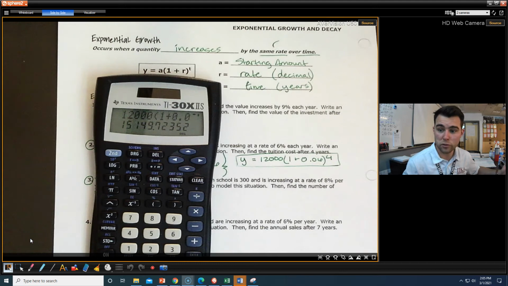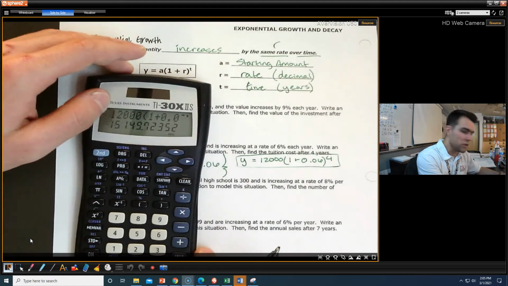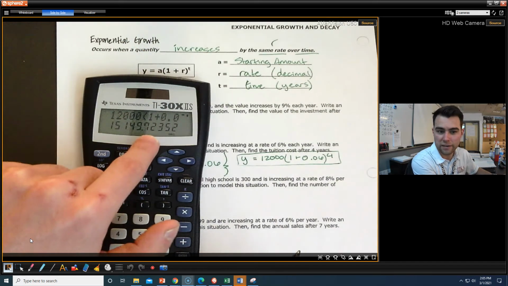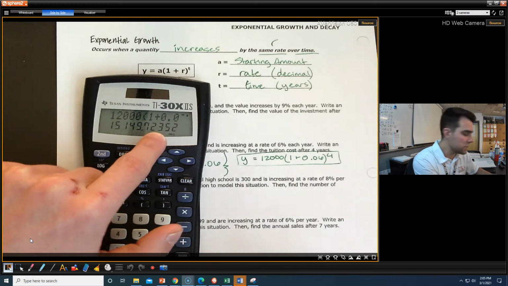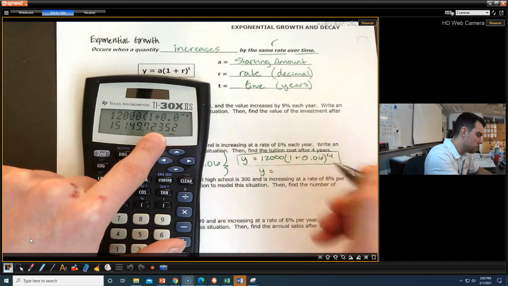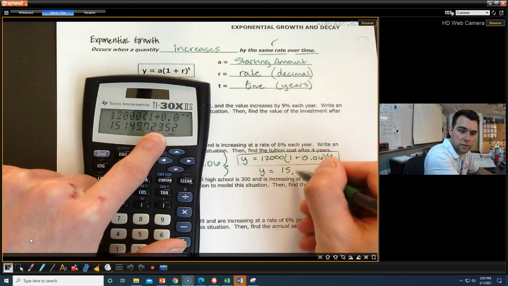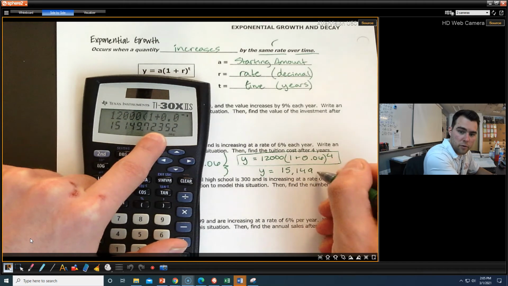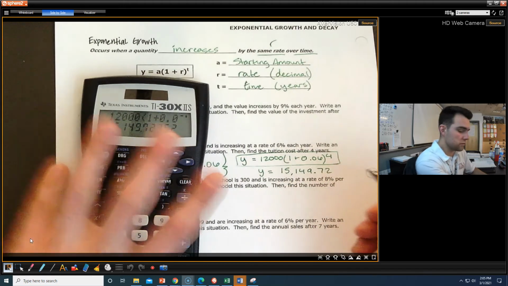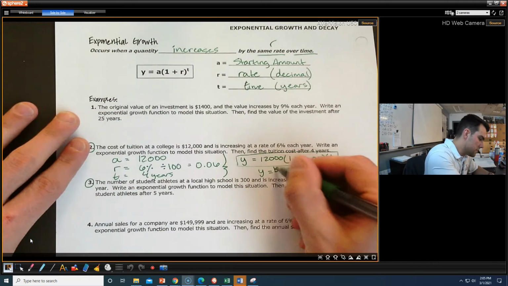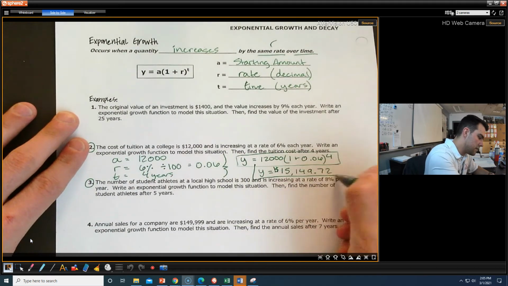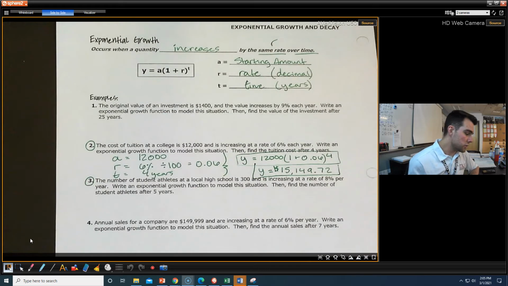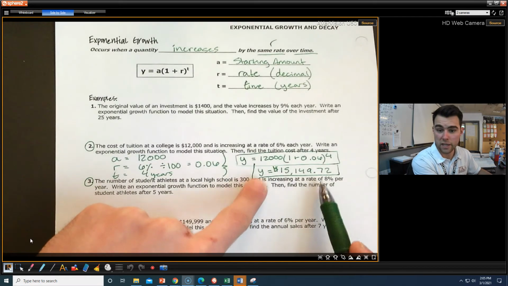Now we're talking about tuition, we're talking about money, so we do want to round off to the nearest cent, the 100th place. So we could say that y is equal to $15,149.72. And that's after about 4 years, okay? So after 4 years, if the tuition keeps increasing, this is what we can expect it to be using this model function right there.